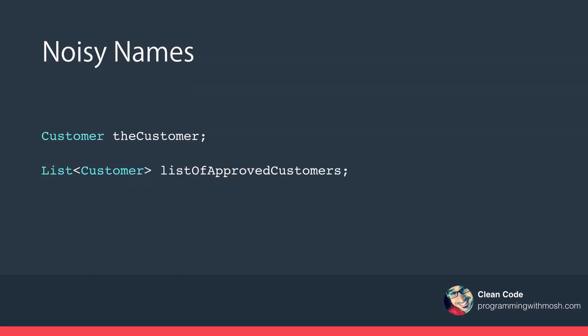Another category is noisy names. Look at these identifiers. The customer, or list of approved customers. We could just call the first one customer, and the second one approved customers. These names are shorter yet convey the meaning.